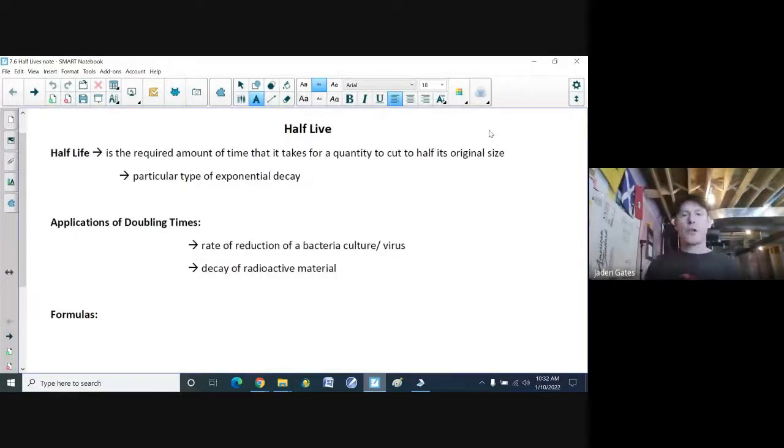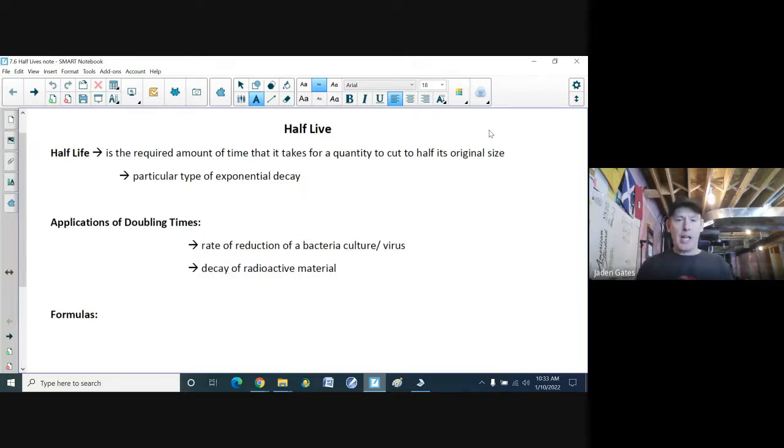All right. So next up, what we have is half-lives. Last class we looked at doubling times. Now we're going the opposite way, and half-life is exactly, well, the words are right there. It is the required amount of time that it takes a quantity, again, which is something you can count, anything you can count, to cut to half its original size. Doubling times was a particular type of exponential growth equation. Well, this is a particular type of exponential decay.